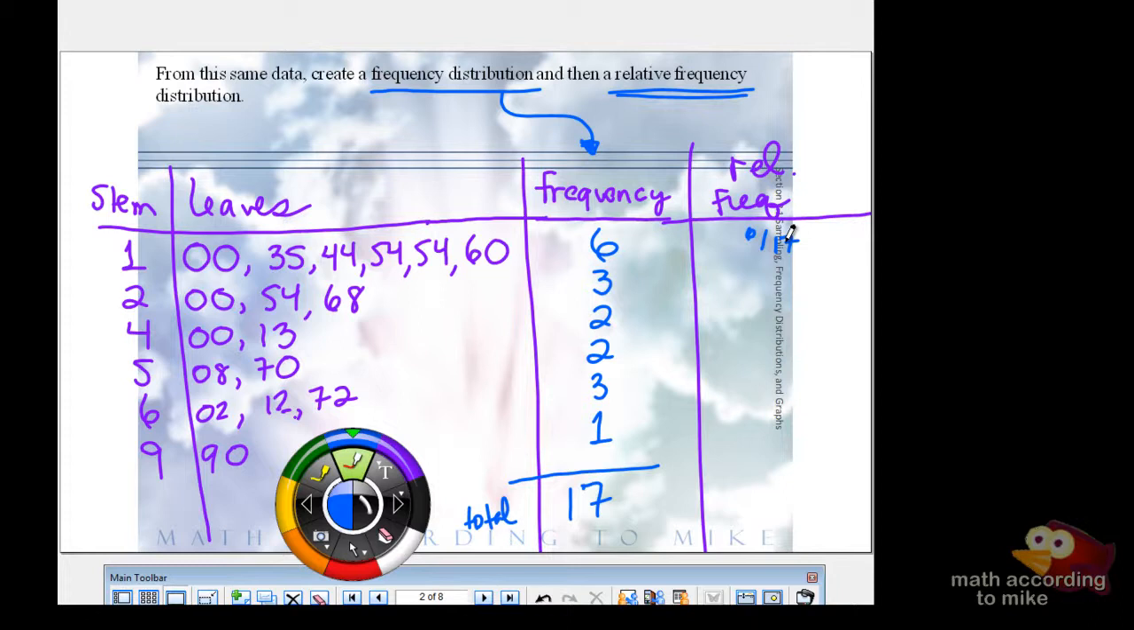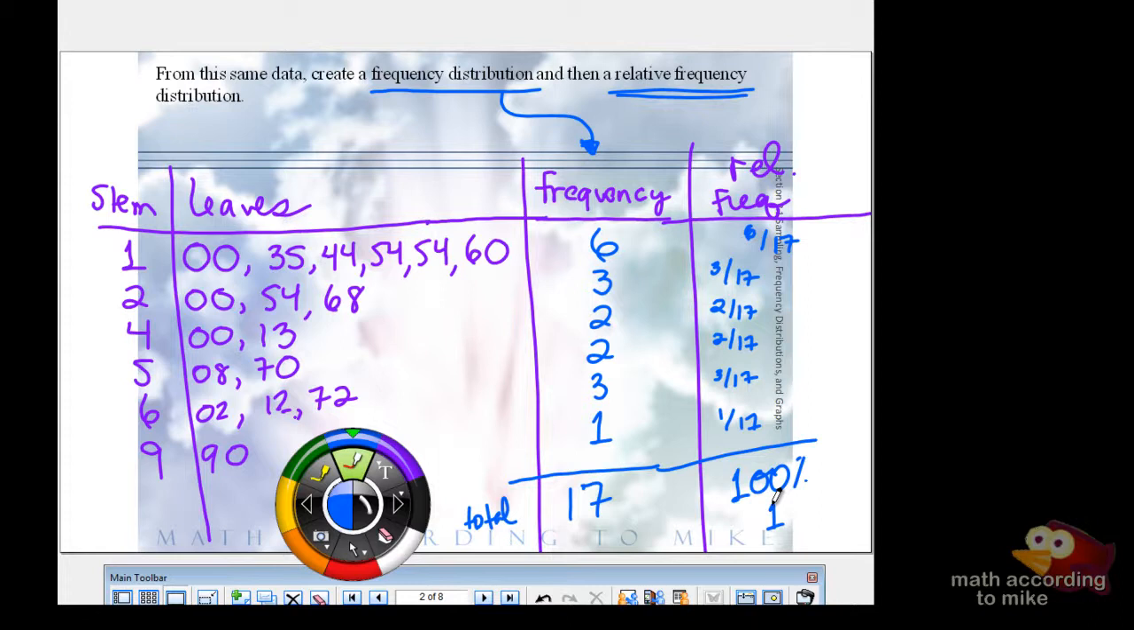What's the relative frequency for the next class? 3/17. The next 2 classes each have a relative frequency of 2/17. Next one again is another 3/17. And we end up the show with 1/17. What is 6/17 plus 3/17 plus 2/17, and so on? 17/17. So 100% or 1. That's fine.